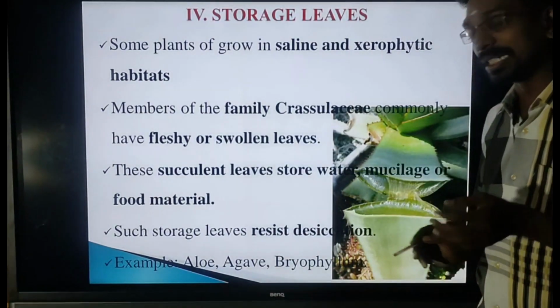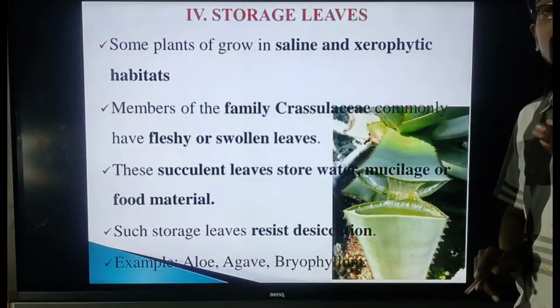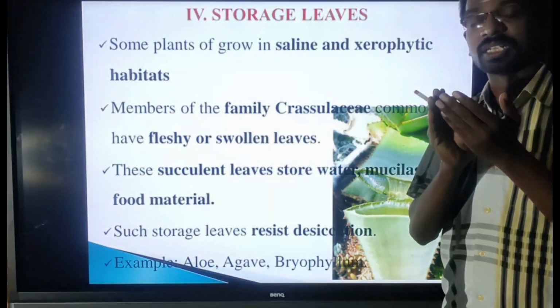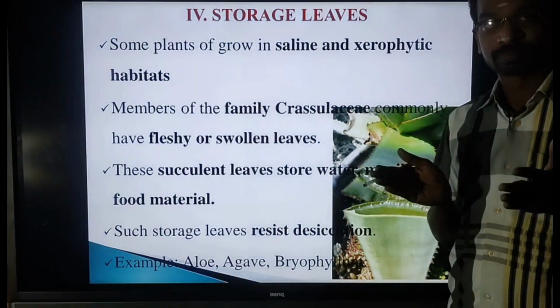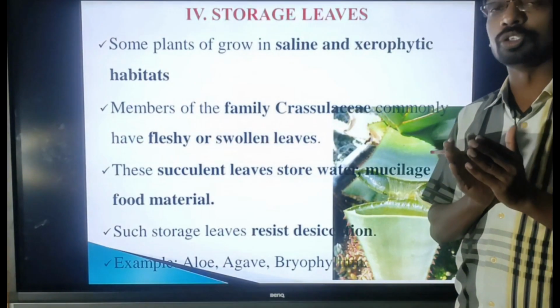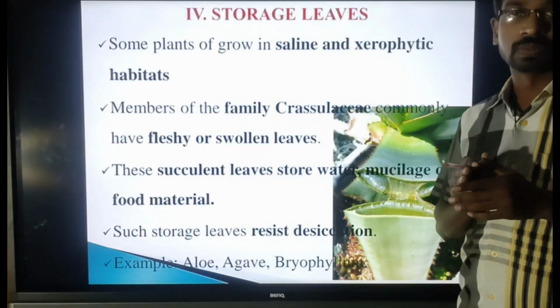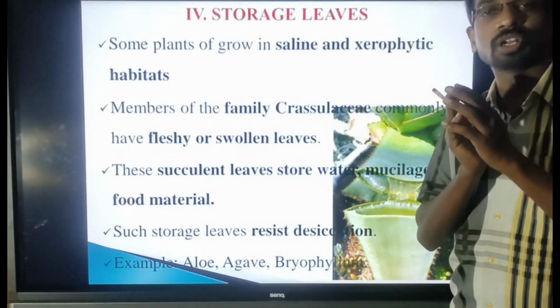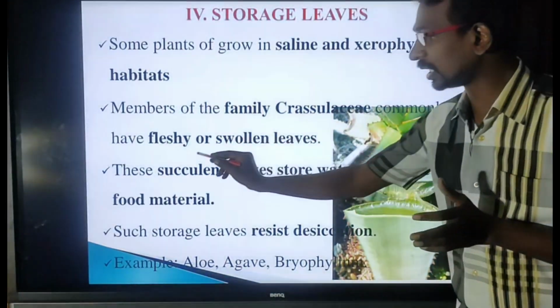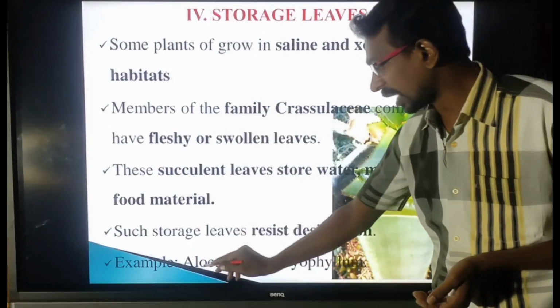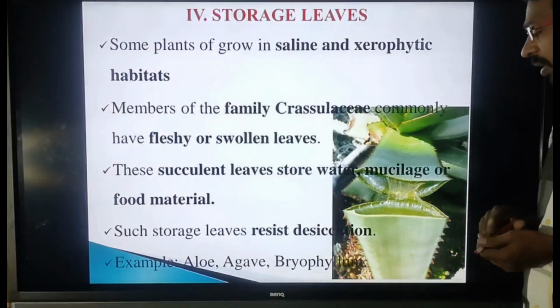Such a storage leaf is resistant to desiccation, meaning it does not easily dry up, due to the presence of mucilage, water or food material. That's why they are succulent or fleshy leaves. Examples: aloe, agave and Bryophyllum.